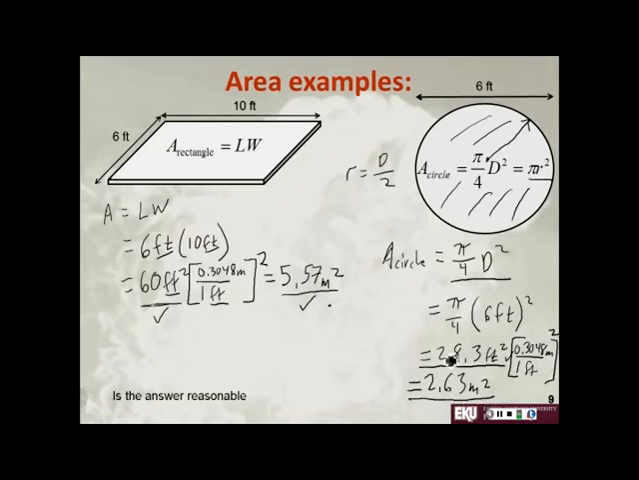Once again, we're going to divide by a little more than 9, and so this is on the order of 10 times less. So that seems reasonable to me. Reasonableness check.